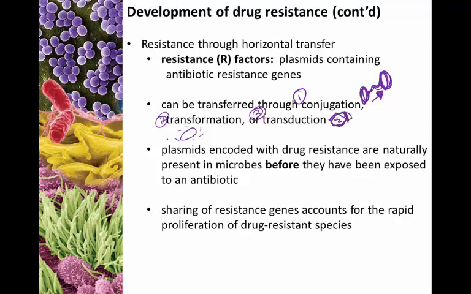Now, these resistance factors like plasmids have got to be there before exposure to the antibiotic or the organism won't survive. The issue becomes that organisms can share resistance genes, and when resistance genes are shared, like via conjugation, drug resistance becomes more widespread in lots of different species of bacteria.